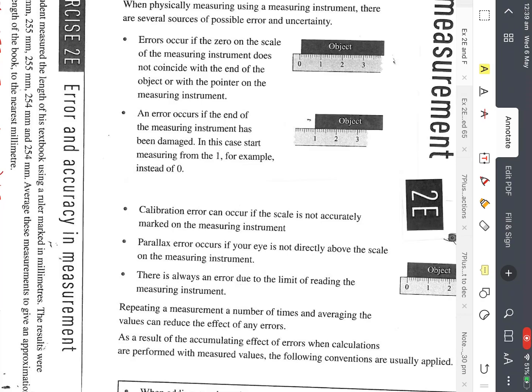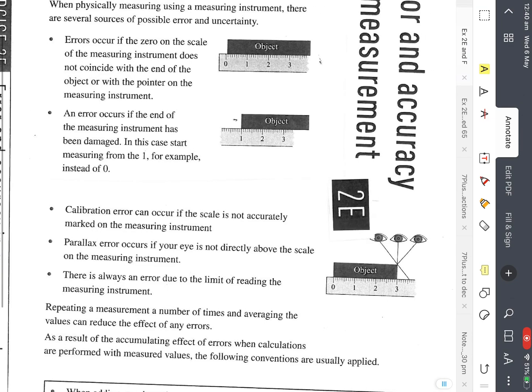Okay, so the next error could be a calibration error. This can occur if the scale is not accurately marked on the measuring instrument. So maybe it's too small, it doesn't have any millimetre little lines if it's a ruler, and it's really hard to figure out anything that's in between 0 and 1 centimetre. So that's called a calibration error. That's when your instrument isn't really well marked out.